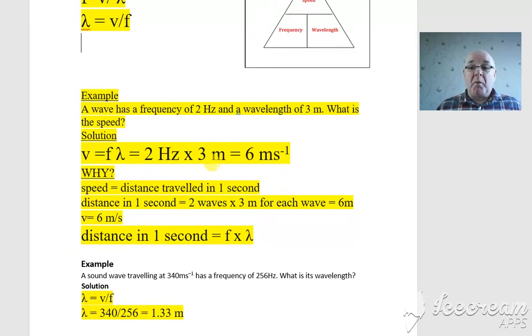The trouble is, why does that work? Remember that speed is the distance travelled in 1 second. That's from the dynamics course. So what would the distance in 1 second be? If you think about it, 2 Hertz means 2 waves in 1 second. There are 2 of them, and each wave is 3 meters long, so the total distance would be 6 meters, 2 lots of 3. So we take the 2, the frequency, and multiply it by 3, the wavelength, and we get 6 meters. So the wave speed is 6 meters per second. The distance in 1 second is always given by f times lambda, and that is the wave speed. So that's why v equals f times lambda.